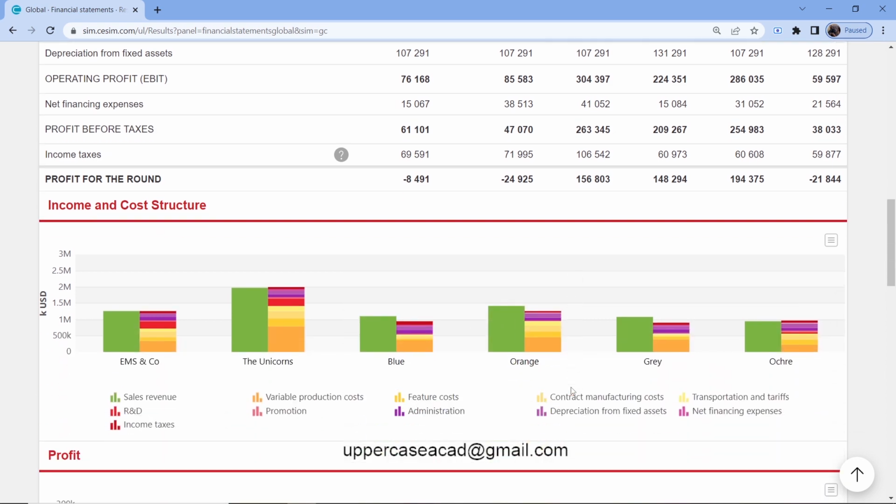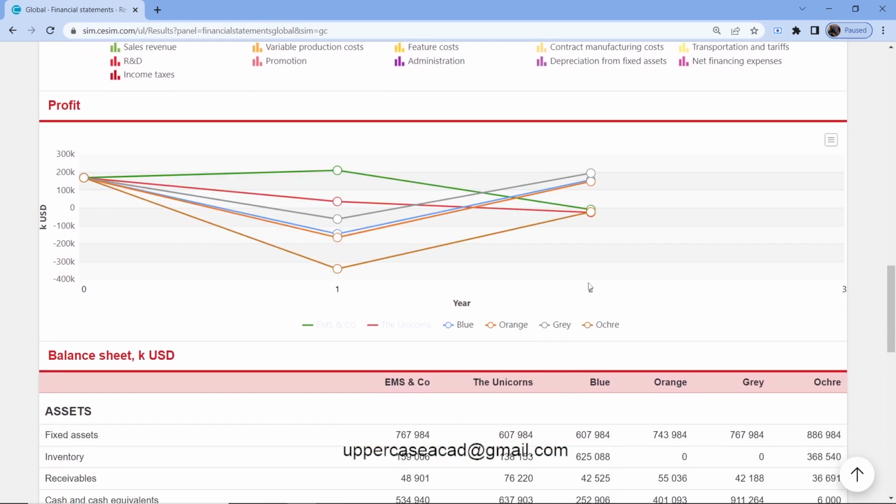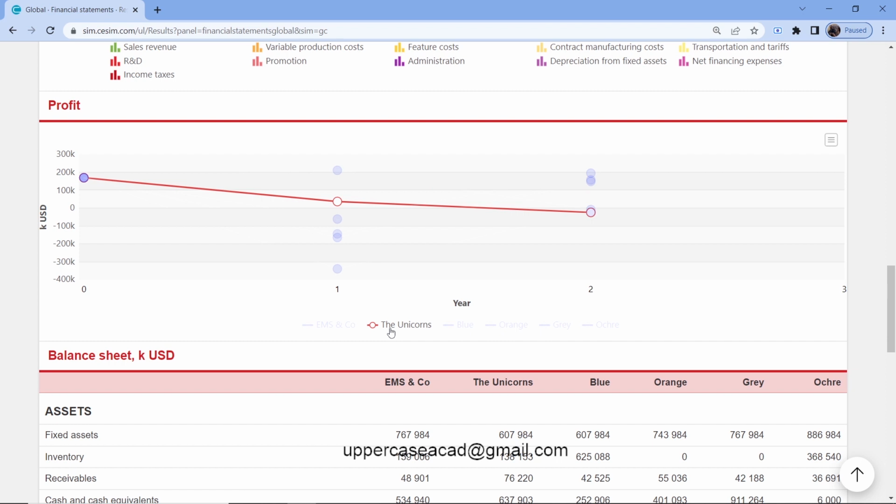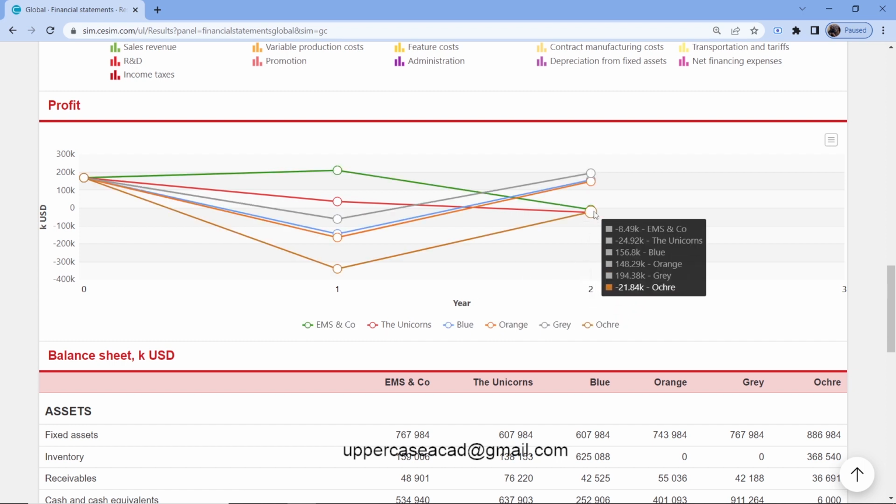In terms of profits, this is my company. I think I was the lowest, if I'm not wrong, but as I said earlier, never worry, because in the initial steps you'll be investing.